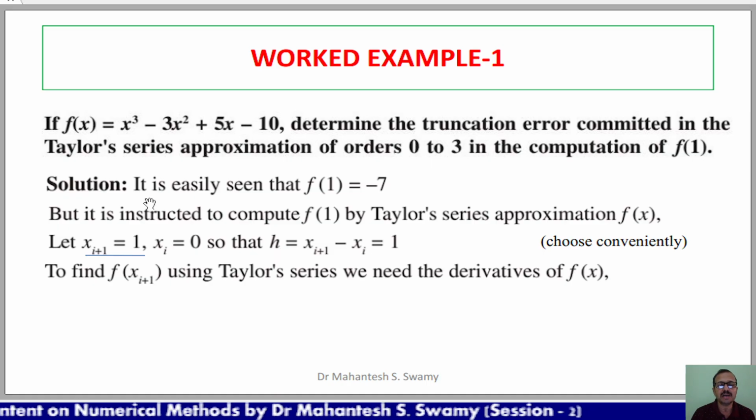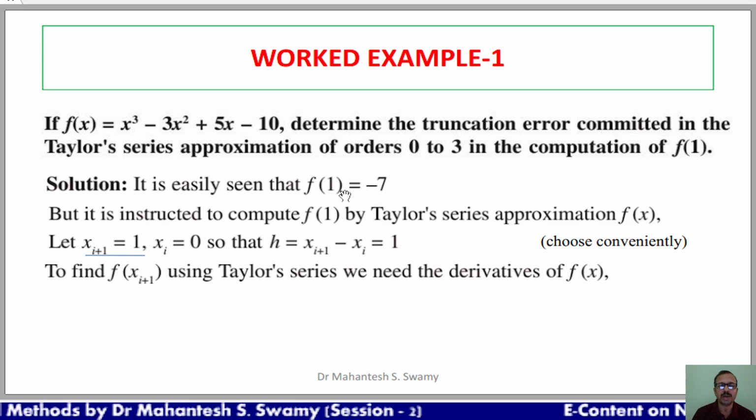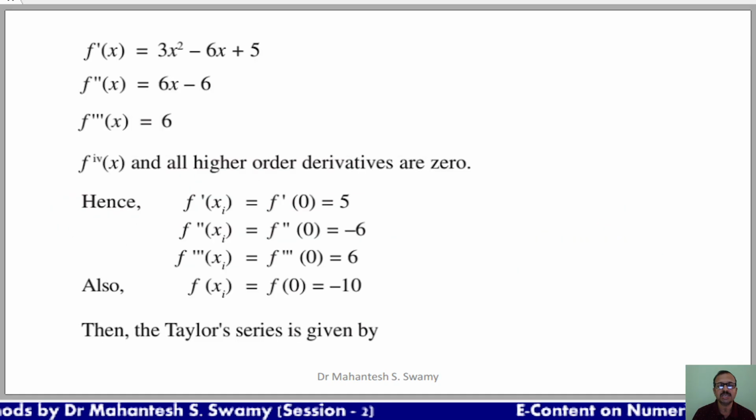And it can be very easily observed that f of 1 will be in the function f of x. This is the function f of x in this expression, the polynomial function. In this polynomial function, if you put x equal to 1, you will have 1 minus 3 into 1 plus 5 into 1 minus 10. The answer is minus 7. So f of 1 is minus 7, h value is 1, and we have the Taylor series expansion of the function to be like this.